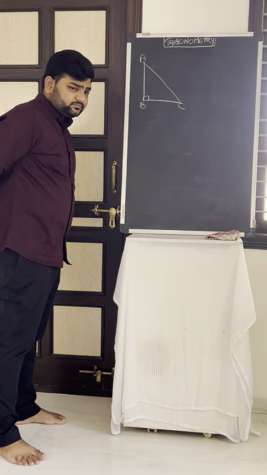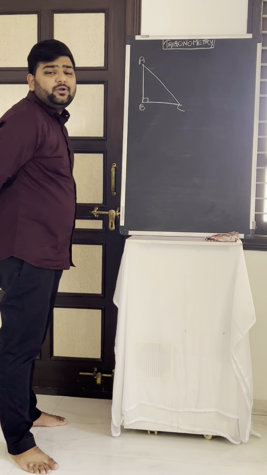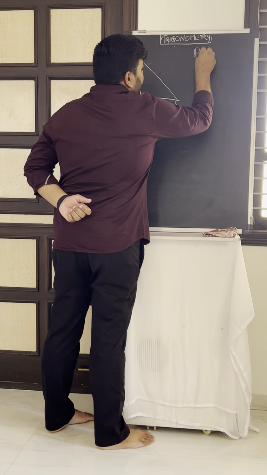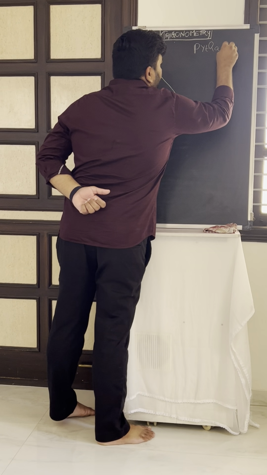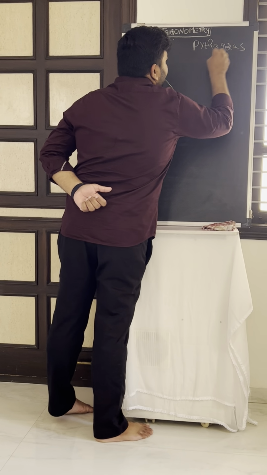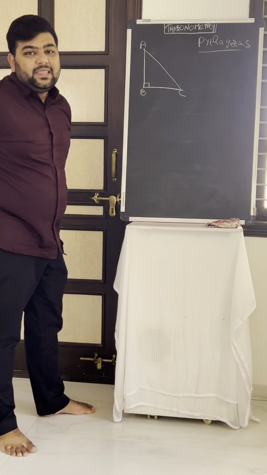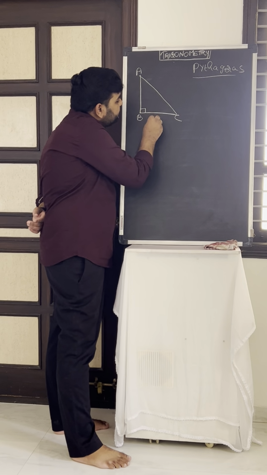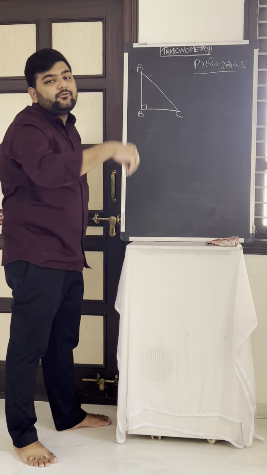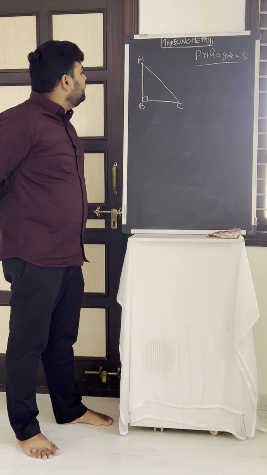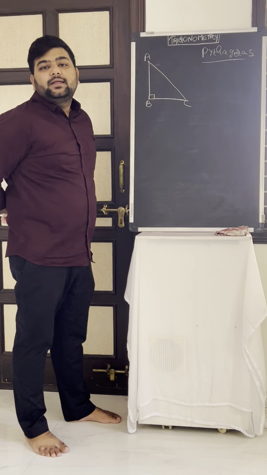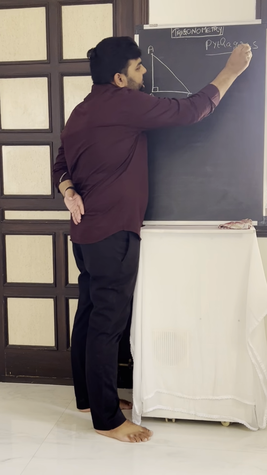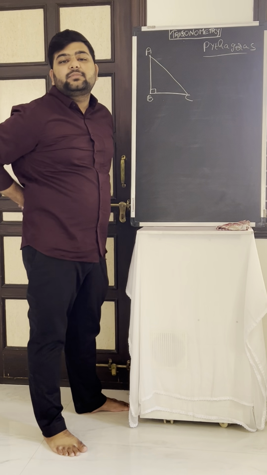Now students, we know about one of the theorems of the right angled triangle. The theorem is the Pythagoras theorem. What does this theorem say? That if I have the value of any two sides of a right angle triangle, then I can easily get the value of the third side with the help of the Pythagoras theorem.